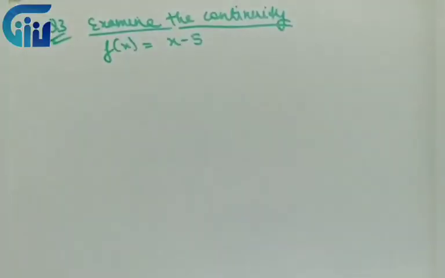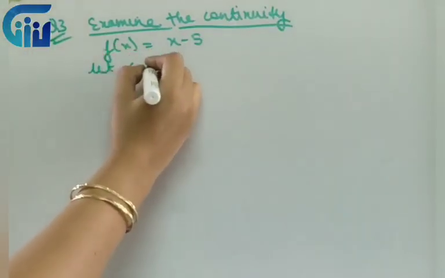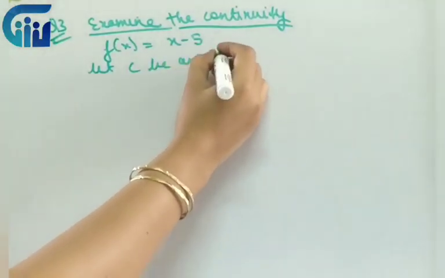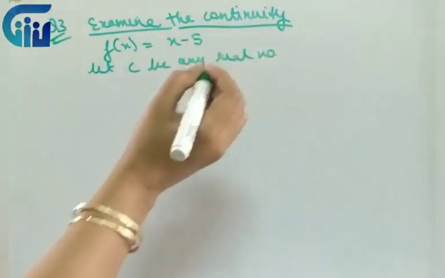Next, question number 3 of NCERT exercise 5.1. What we have to do is examine the continuity. As such, no point is given. So the function is f(x) is equal to x minus 5. So I'll say let c be any real number.